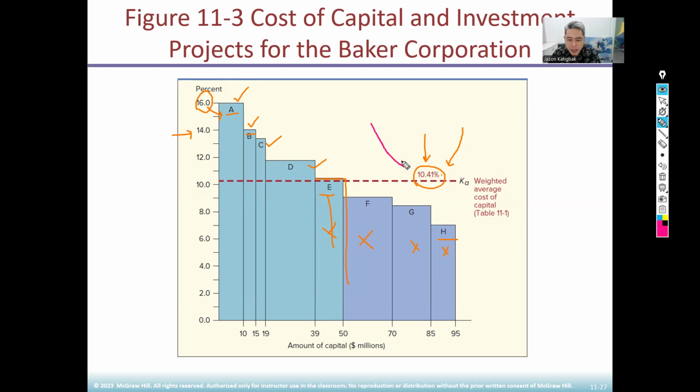Your cost to deploy capital is 10.41, which is the WACC, weighted average cost of capital. Any projects that people are telling you to invest in, if it's above 10.41, then I'm okay with it. So that's why, remember, the operative term is above, right? That's why the weighted average cost of capital is the same as the discount rate or the hurdle rate. So it's the same.